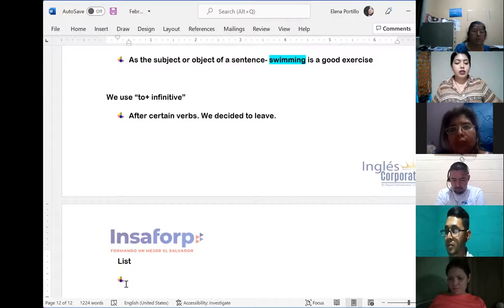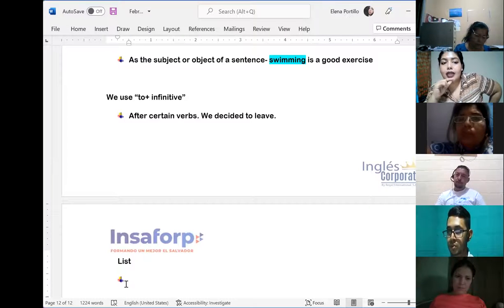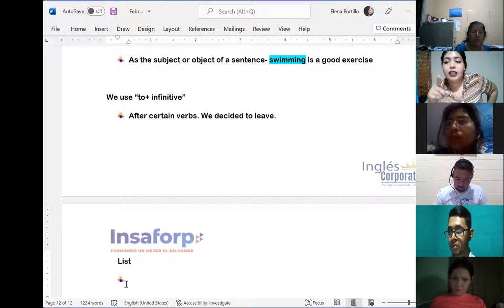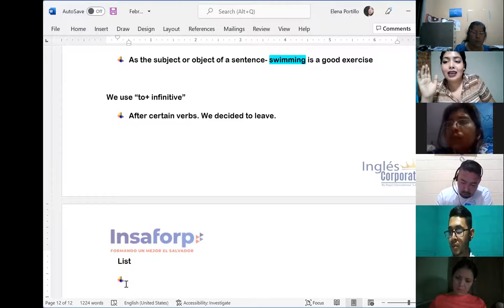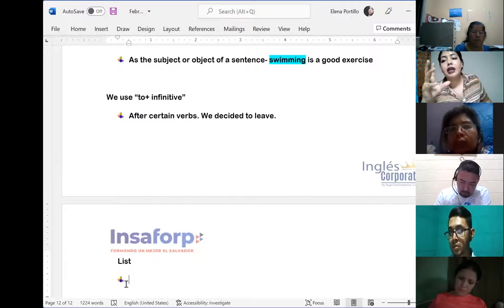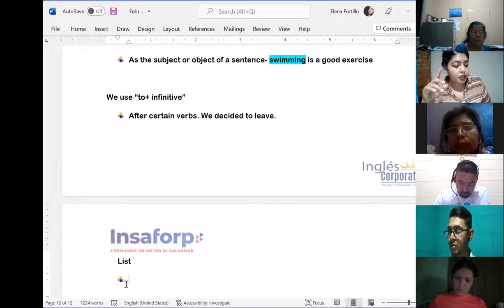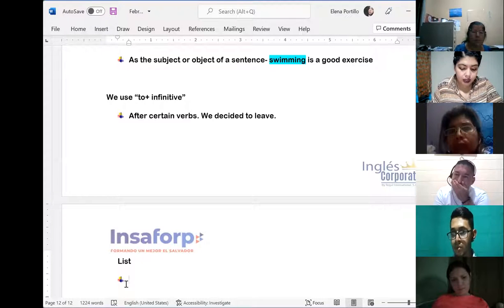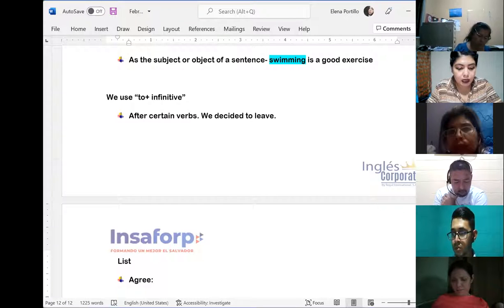So we have that we use the infinitive form. And in this case, if you can see, we are not using the ing form of the verb as the main point of the sentence. And also, we are not using the infinitive as the main point of the sentence. We are using them as a complement in this case. So it is not the base for our sentence. It is like a complement because we have some things after or before the use of these structures. So we have the examples. Again, we are going to do the same thing with the list. We have agree, like the first one. And we have an example. She agreed.